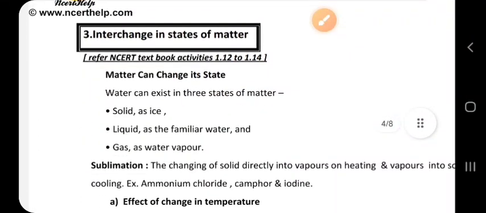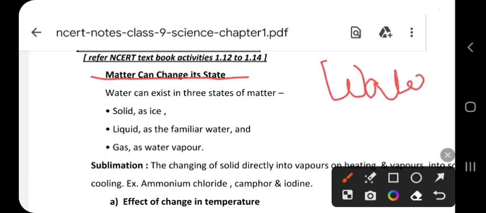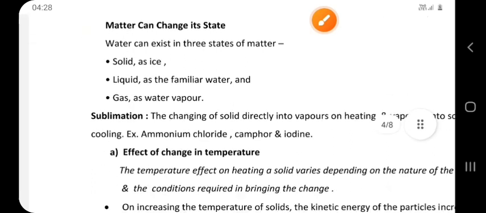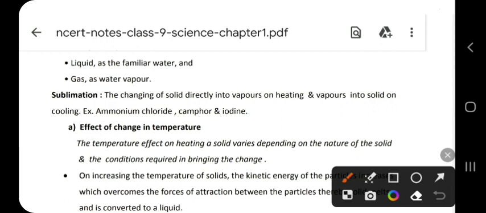Now, interchange in states of matter. Matter can change its state. For example, we have water in three states: solid as ice, liquid as familiar water, and gas as water vapor. So we can conclude that matter can change its state. Let's talk about what sublimation is. The changing of solid directly into vapors on heating and vapors into solid on cooling. Examples: ammonium chloride, camphor and iodine.